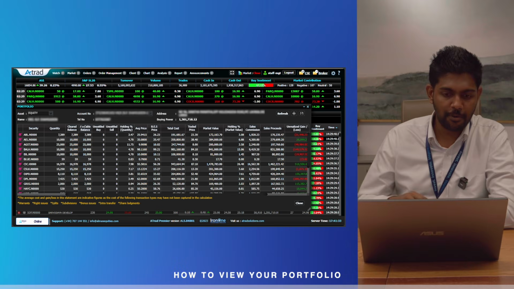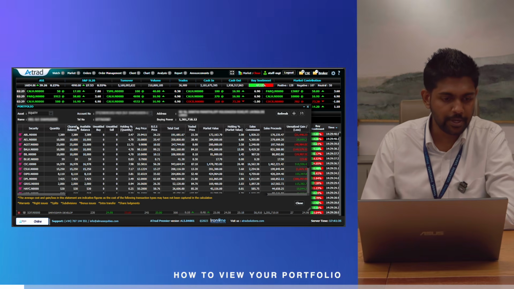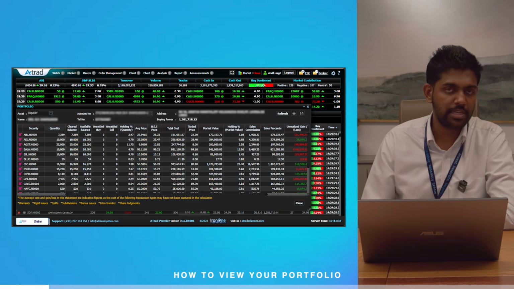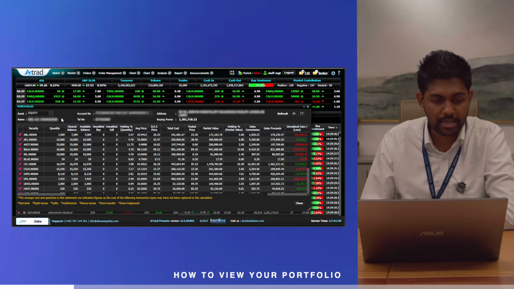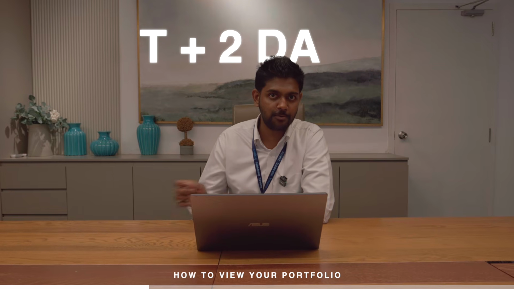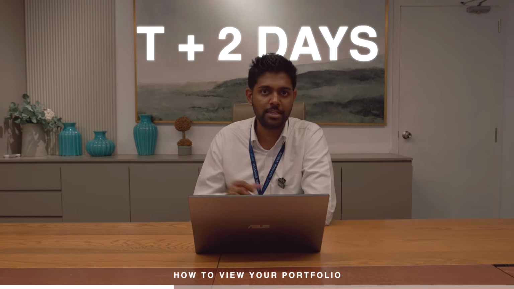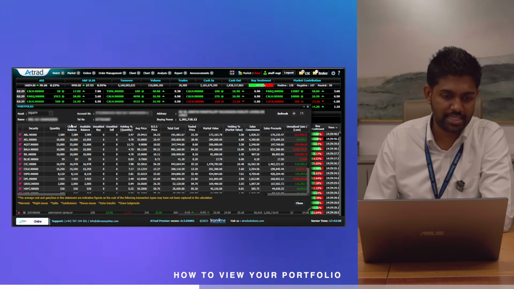So then let's move on to the portfolio. In the portfolio, you can see the securities, which are the shares that you purchased, and at what quantity. And I hope you know that when you buy or sell securities, it will take T+2, which is trading day plus 2 days, to clear this transaction.